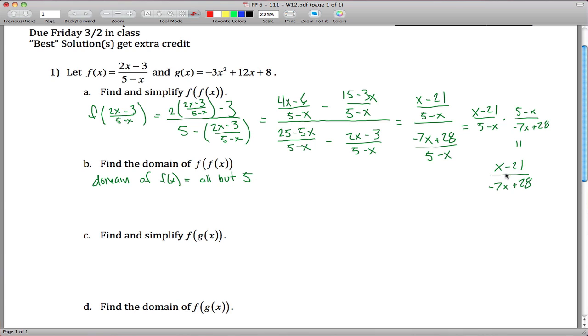And then you look over here, the domain of this thing is I need negative 7x plus 28 to not equal 0. So what I need is x to not equal 4. So the domain of this is all real numbers except for the number 4. So my final answer is everything except for 4 and 5, which I can express as everything up to 4, everything between 4 and 5, and then everything greater than 5.